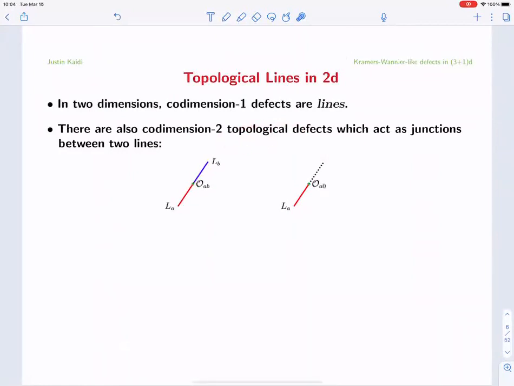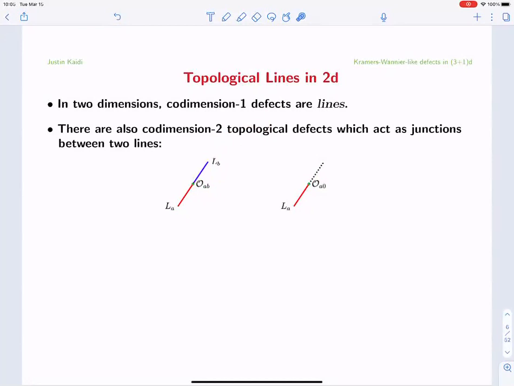And we can also, in general, have codimension 2 topological defects, where these are local operators. And topological, in this case, means that it doesn't matter where I put these local operators. Okay, so I'm going to allow for codimension 2 topological defects, which can act as junctions between 2 lines. In particular, I can have this codimension 2 defect O between LA and LB here. And one particular case of this is when one of the lines, let's say LB, is the trivial or identity line, in which case this O acts as an endpoint.